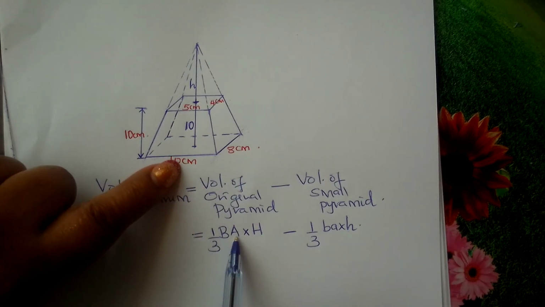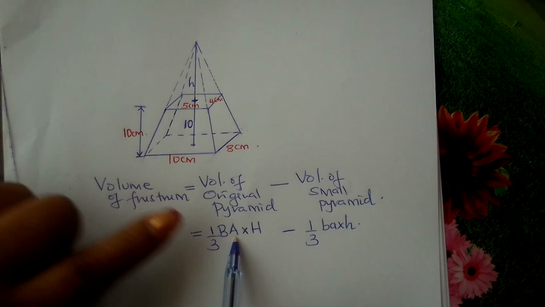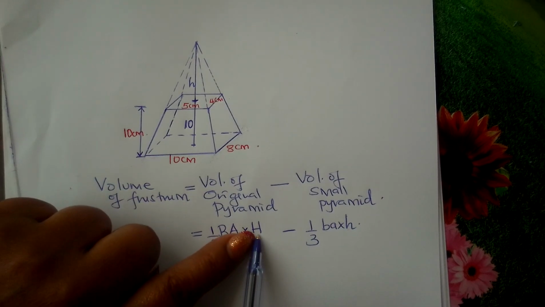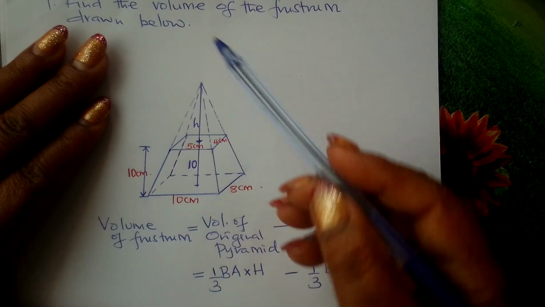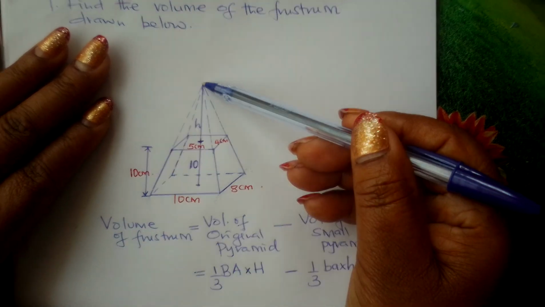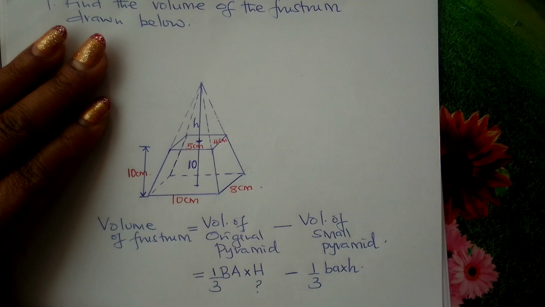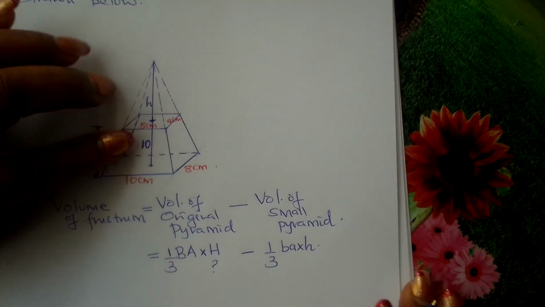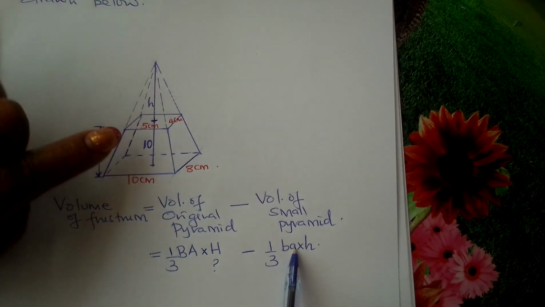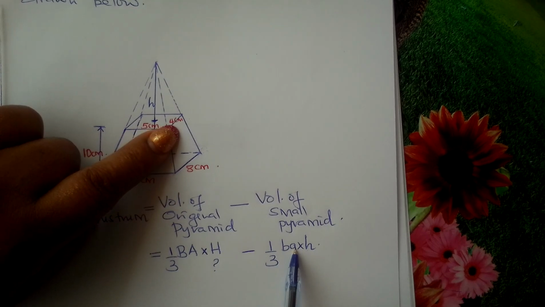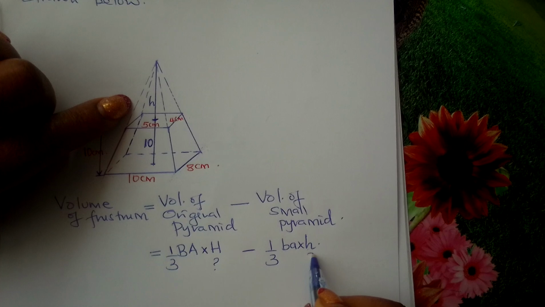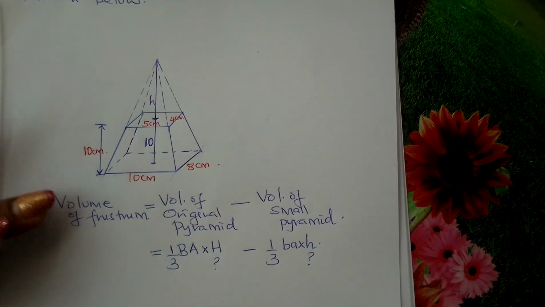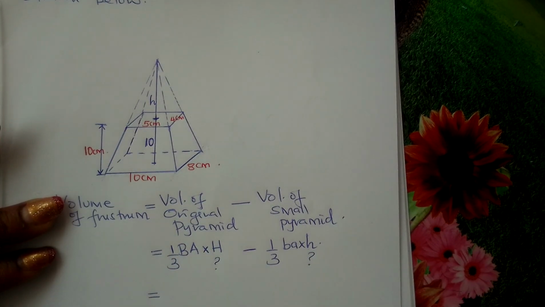So learner, this is a third times base area. The area of the base will be 10 times 8, which is 80. What about capital H, the height of the original pyramid from here to here? We don't have it, so we need to find it. We go to the smaller pyramid: the base area will be 5 times 4. Again, we don't have the small h, so we have to find it. How do you go about this?